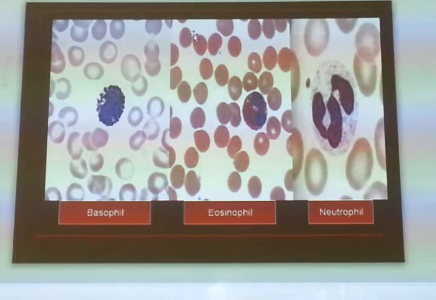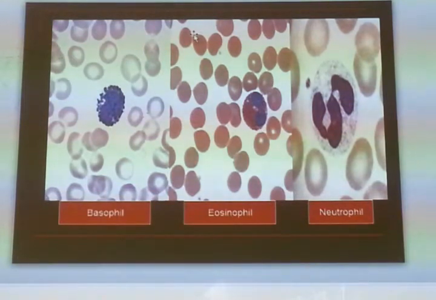Pinkish blue granules present in the cytoplasm: this is neutrophil, on the right side. Red granules, thick and red, eosinophil. But the granules are again in the cytoplasm, not on the nuclear lobes. Basophil has thick blackish blue granules, present in the cytoplasm as well as on the nuclear lobes. These are hiding the nucleus. The nucleus is not clearly seen because granules are covering the nuclear lobes also.